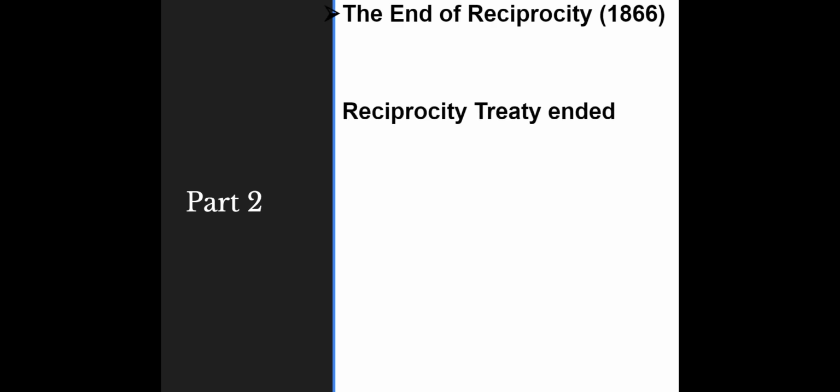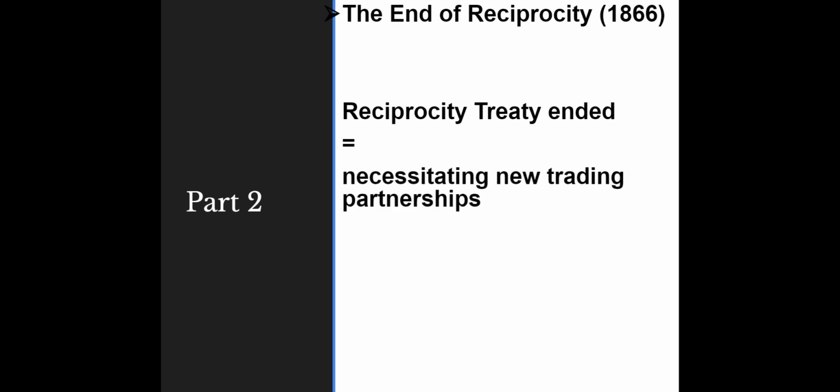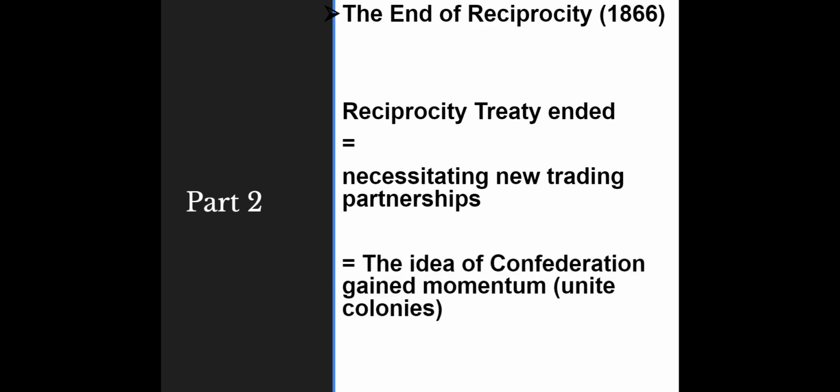So by 1866, the Reciprocity Treaty had ended, and Canada was again looking for a new trading partner. So why not trade among themselves? This helped with the idea of confederation because the colonies were looking at each other as a way to unite and help each other with their colonies.